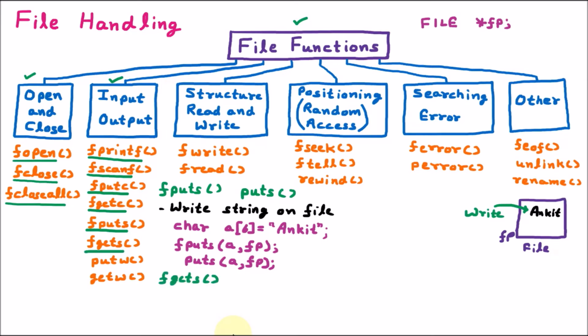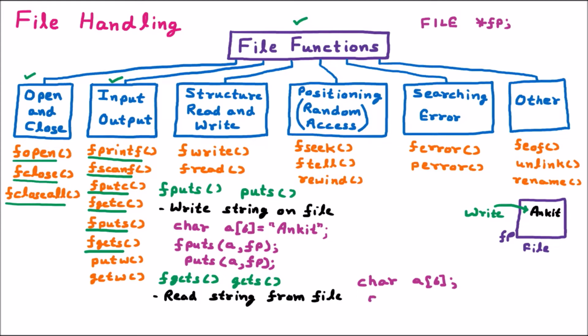The next function is fgets. This function is the same as the gets function. Here s signifies string, meaning reading the string from the file. A string is a character array. So let's assume that we have a character array, char data type a of size 6. Here we want the data to come from the file. So we want to provide the function which is fgets.